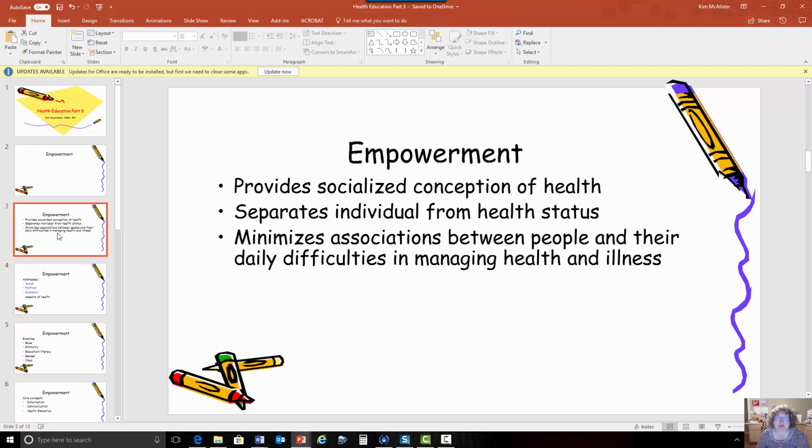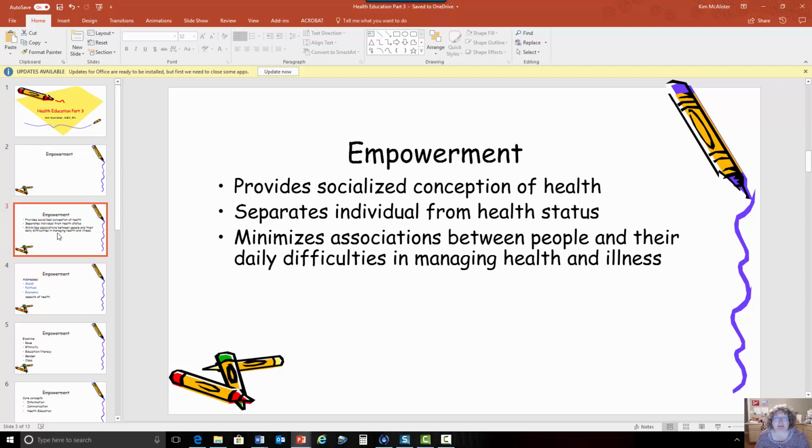So this helps to improve their conception of health. This helps to separate the individual from their health status. Have you ever heard somebody say, well, I got to take care of the diabetic in room 302? That's very dehumanizing, and people are more than their diagnoses, and they're more than their problems. And so when we empower people, we're recognizing that and giving them back their humanistic characteristics and qualities.